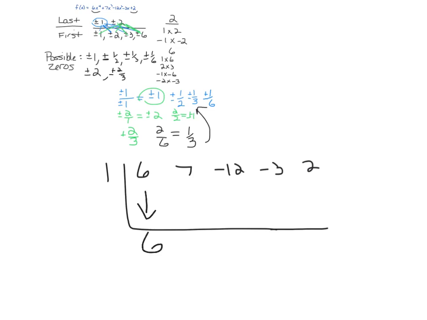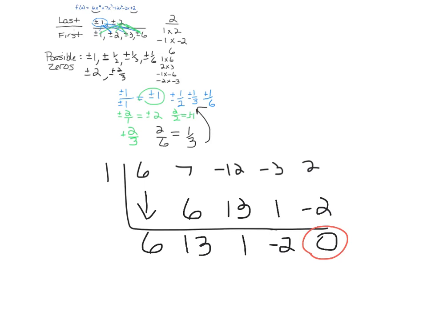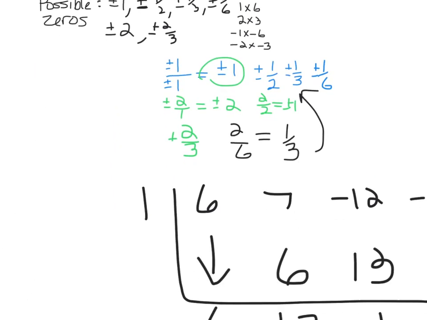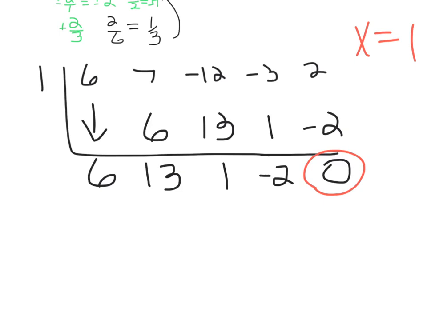So bring it down, multiply, add the column, multiply, add the column, multiply, add the column, multiply, add the column. I got a 0 for a remainder, so x equals 1 is my first 0. Now, if you go back to the original, look how many zeros I'm looking for. I'm looking for 4. I've only found 1. So now I got to go back. I'm going to put my variables in to see if I have something I can actually factor.